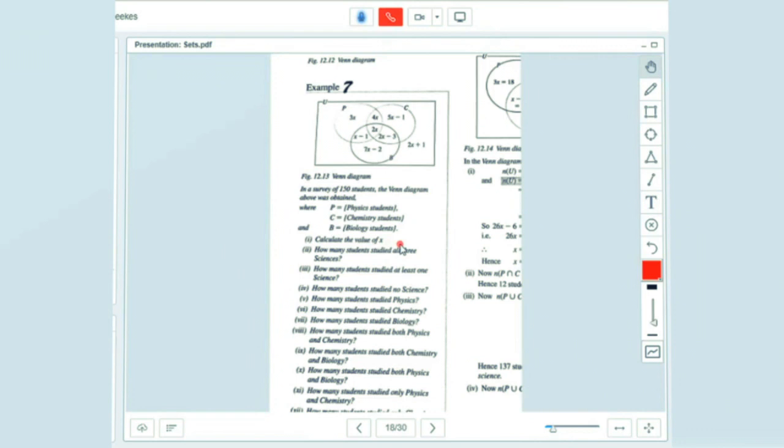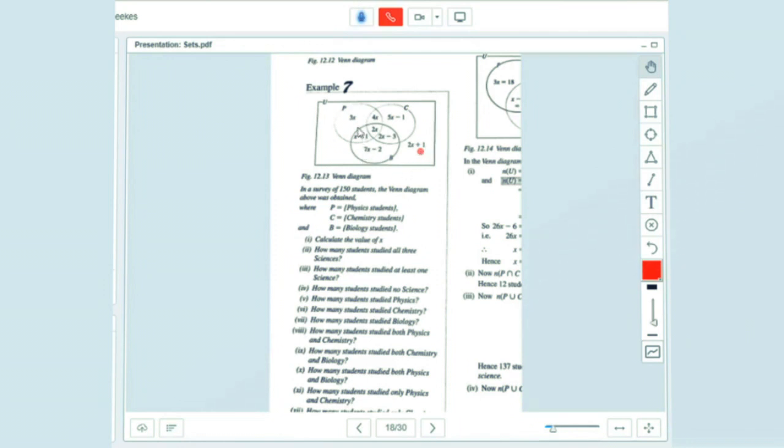So what we have to do is, every single little piece of the Venn diagram here that you see with a notation, an expression in terms of x or any expression, we need to add them all up and put it equal to 150, because that is the universal set.